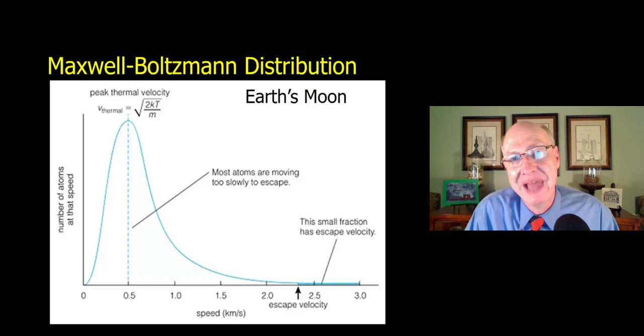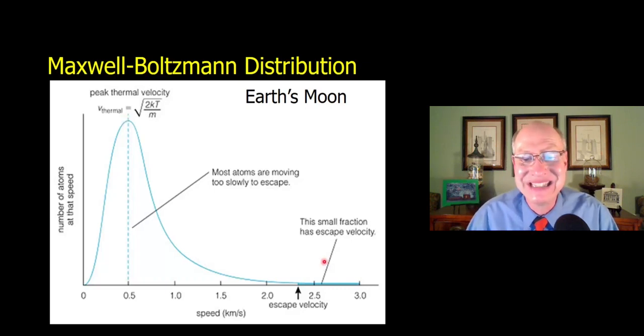So in order for a planet to hold on to an atmosphere, the average velocity has to be significantly less than the escape velocity so that there are hardly any atoms or molecules out here in this tail. We want to lose as few atoms or molecules as possible. So let's look at the planets and moons that do have atmospheres and those that don't, and let's look at their escape velocity, and let's look at their temperature.